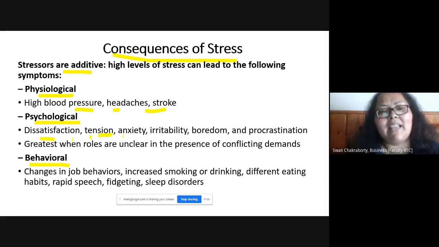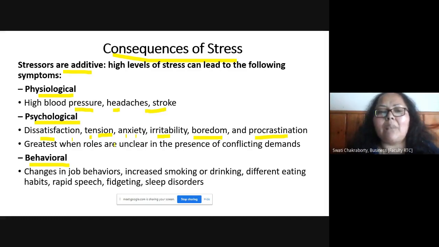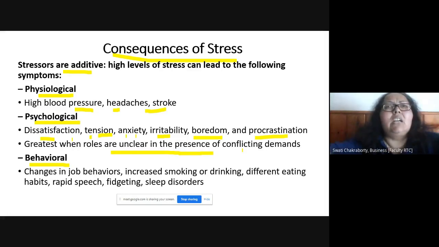We get tensed and anxious. Sometimes we are irritated, angry. We get bored. Sometimes there is procrastination, where there is a tendency to delay the work or just postpone the work. And the worst thing that comes up is when the roles are unclear, when there are conflicting things, like you don't know.